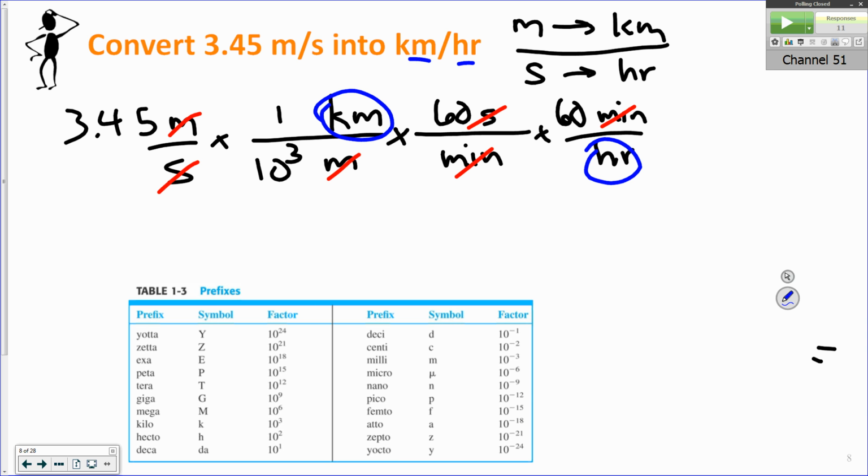Now, the numerical terms, I still have to multiply through. So I take 3.45 times 60 times 60 divided by 1,000, and I get 12.42 kilometers per hour. I need to go to 3 significant figures, so I would lose that last digit. I'd say it is 12.4. We'll talk about significant figures as we go. Anybody have a question on that? Straightforward enough? Okay.